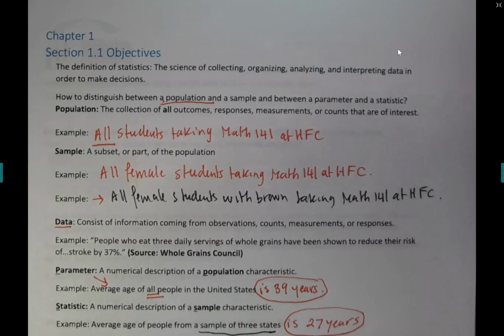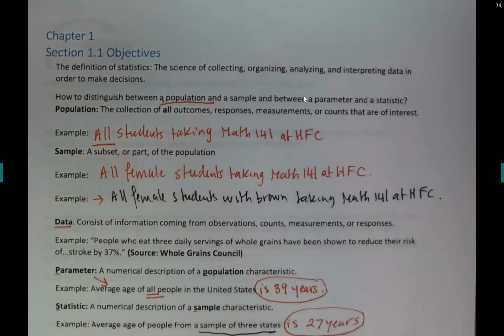And we defined a sample to be a subset of the population, which is a part of the population. And I gave you an example here. Some of you said, like, an example will be female students taking Math 141. This is a subset. Male students taking Math 141, that would be a part, just of the population. It's very important to understand the difference between population and a sample. In statistics, we use data from samples to draw conclusions about the population. So this is how statistics work.